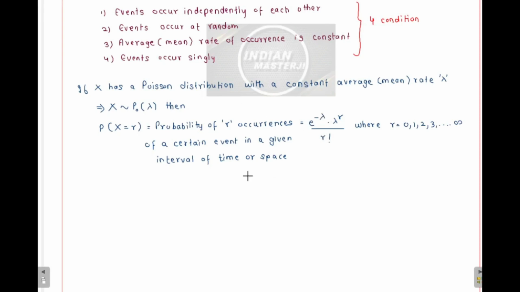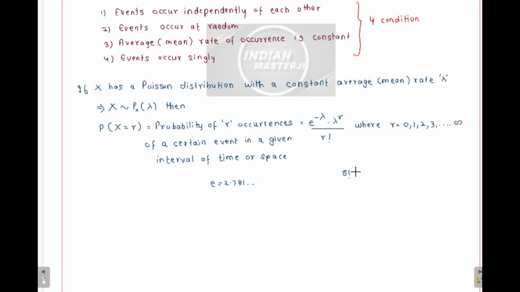Now if you see here, we have the letter e. You might know that e is an irrational number with a value of 2.718 something. And here there is something called r factorial. You might have studied factorial in the earlier grades. If you don't know, let me just introduce it.